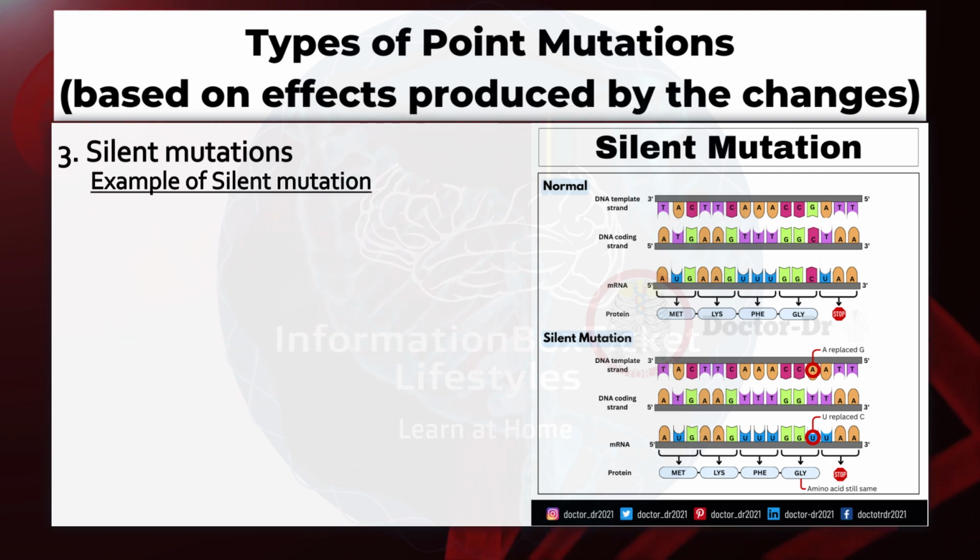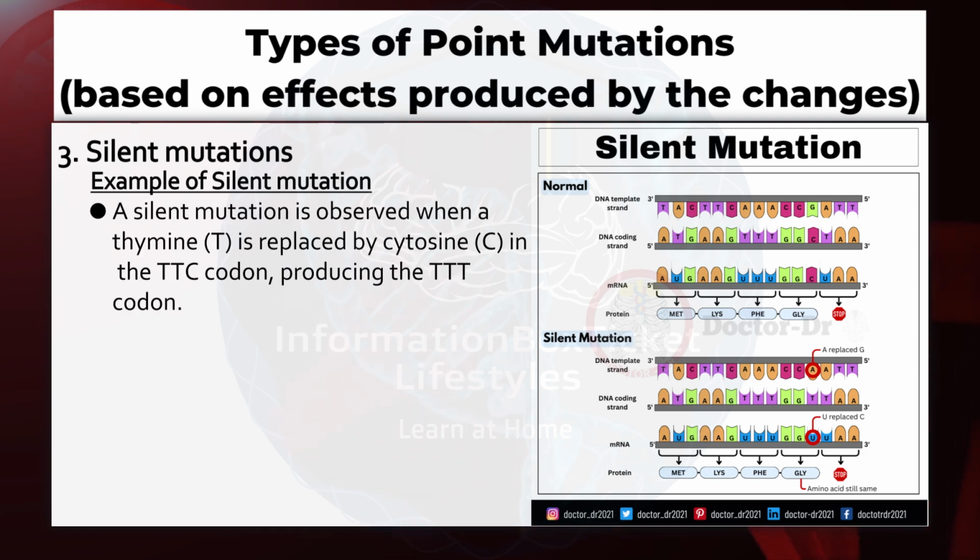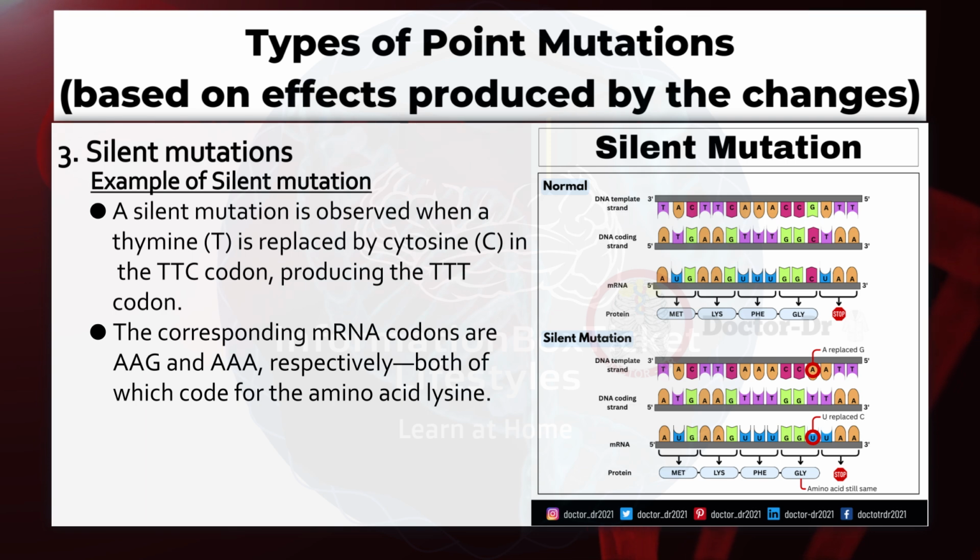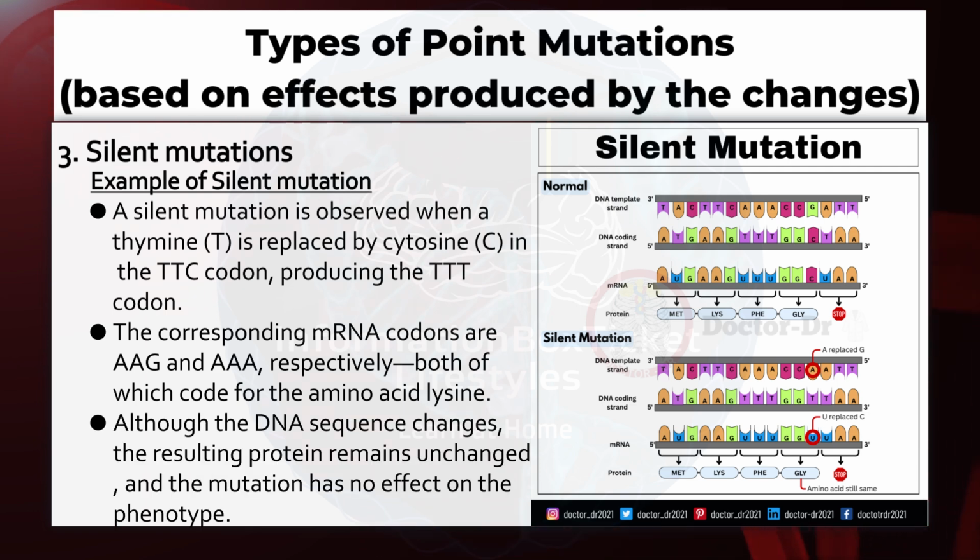Example of silent mutation. A silent mutation is observed when a thymine is replaced by cytosine in the TTC codon, producing the TTT codon. The corresponding mRNA codons are AAG and AAA, respectively, both of which code for the amino acid lysine. Although the DNA sequence changes, the resulting protein remains unchanged, and the mutation has no effect on the phenotype.